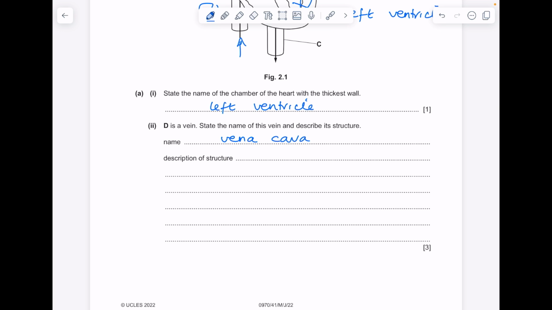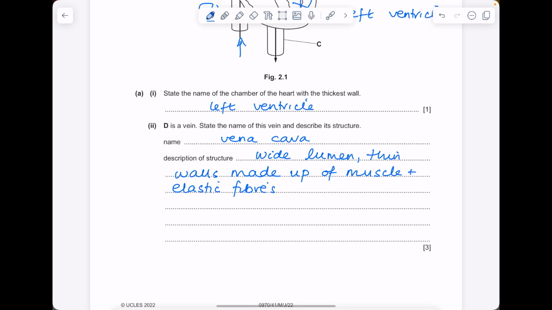What about its structure? Well, because it's a vein, it has a wide lumen. It has thin walls made up of muscle and elastic fibers. And then because that blood's flowing at such low pressure due to that wide lumen, we're going to have valves which stop the backflow of blood. You don't really need that role at the bottom. I'm just bulking out my answer a bit.